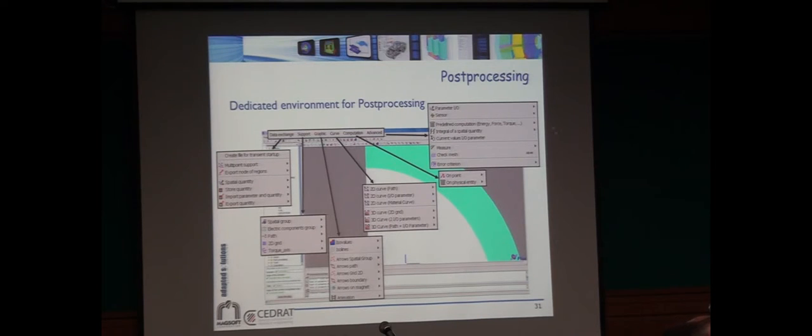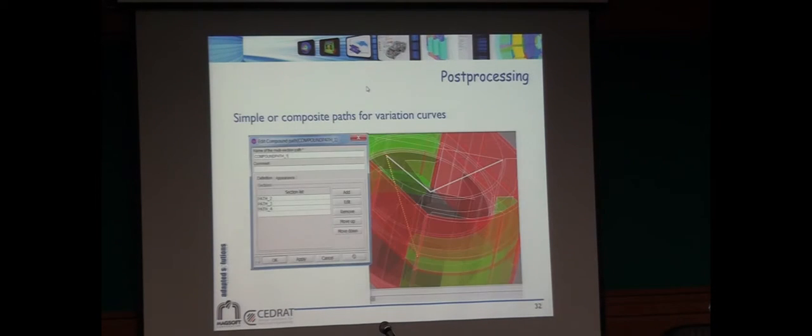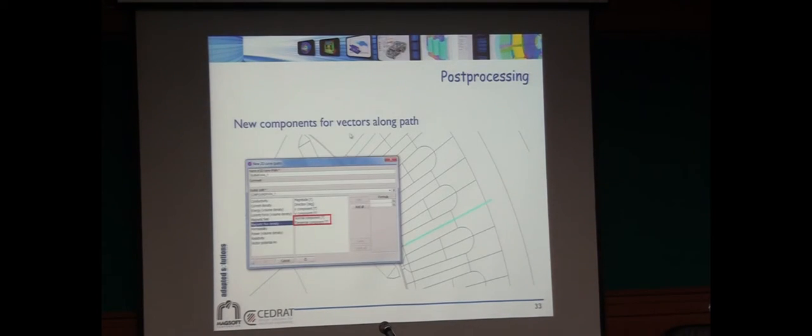Post-processing is all inside a single environment, and I'm going to show you some of this in a minute. An important part is that we can do composite curves, so the curves can go all over the space. They can be closed on themselves or not closed on themselves. Now you can get the normal and tangential components directly. For a while we couldn't, so this is back on. And this is trying to look a little more like the old legacy tool.